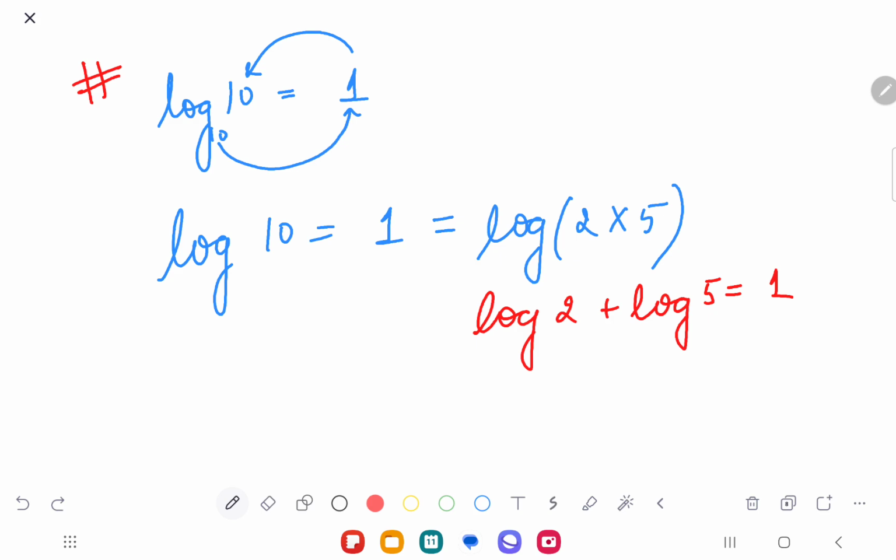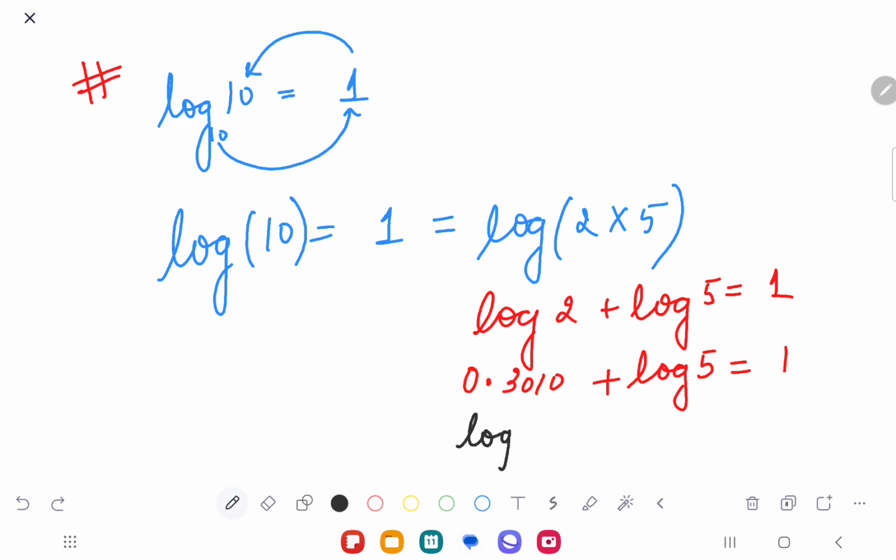So when I write log 2 plus log 5, log 2 is 0.3010 plus log 5, and that is 1. Where is it coming from? 2 times 5 is 10, and writing 10 as 2 times 5 gives log 2 plus log 5. So log 2 is 0.3010 plus log 5 equals 1. Log 5's value shall be 1 minus 0.3010.